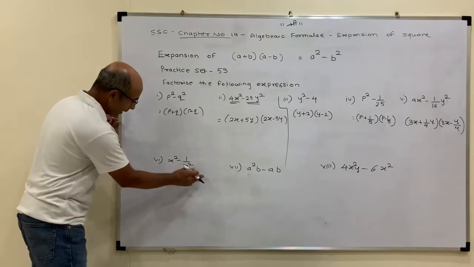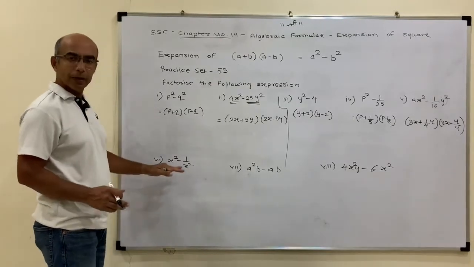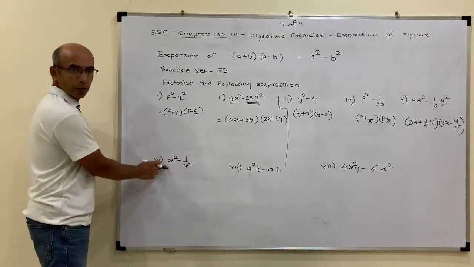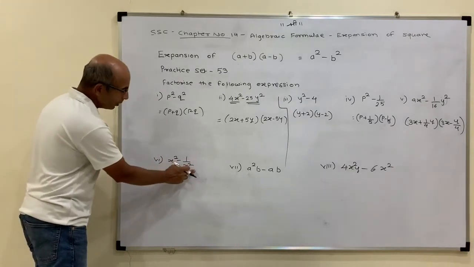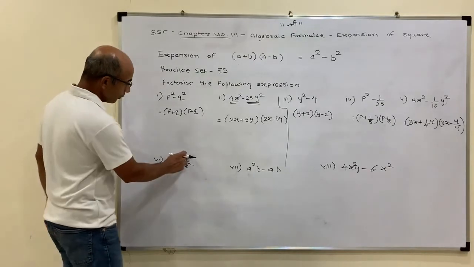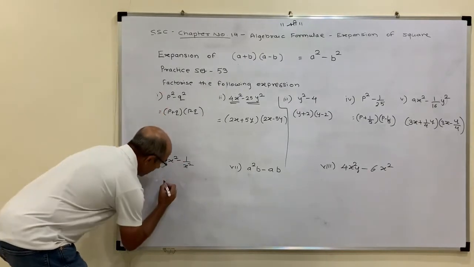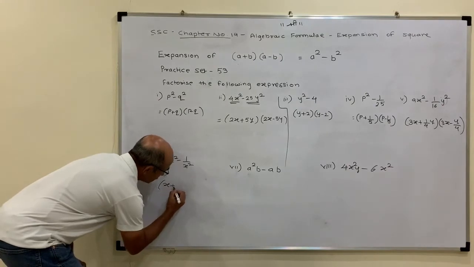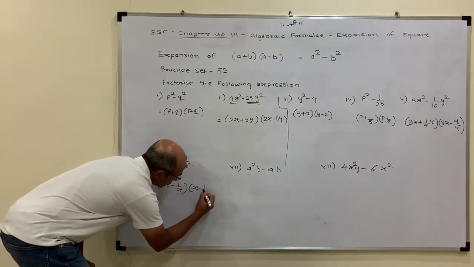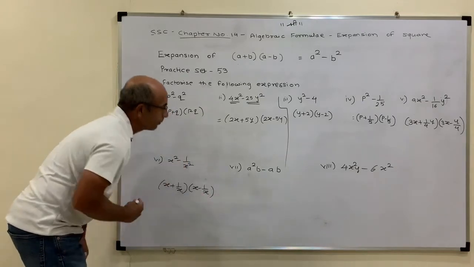Now again, the sixth one, x square minus 1 upon x square. Again, x square is a perfect square of x. 1 upon x square is a perfect square of 1 upon x, because square of 1 is 1. So our answer will be (x plus 1 upon x) into (x minus 1 upon x).